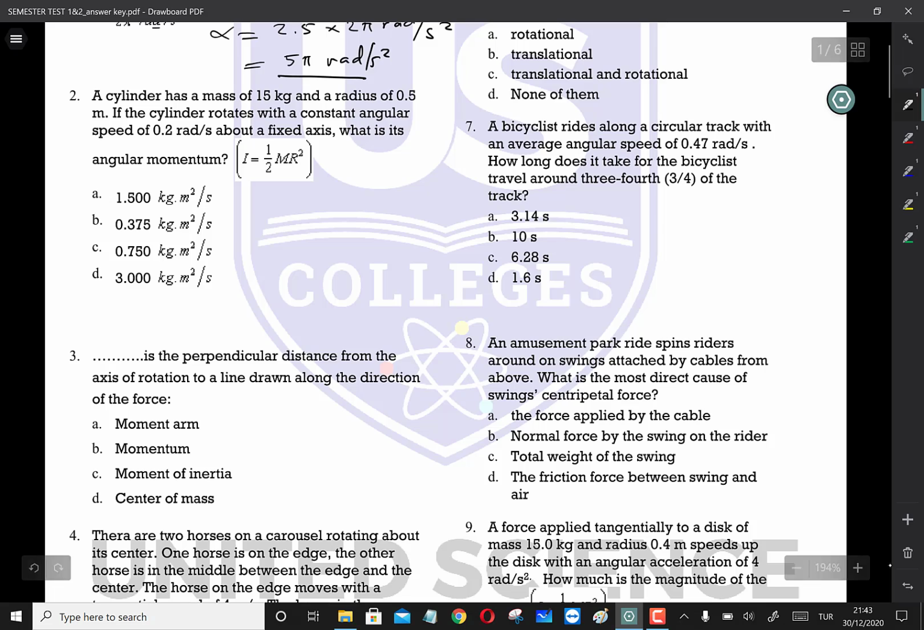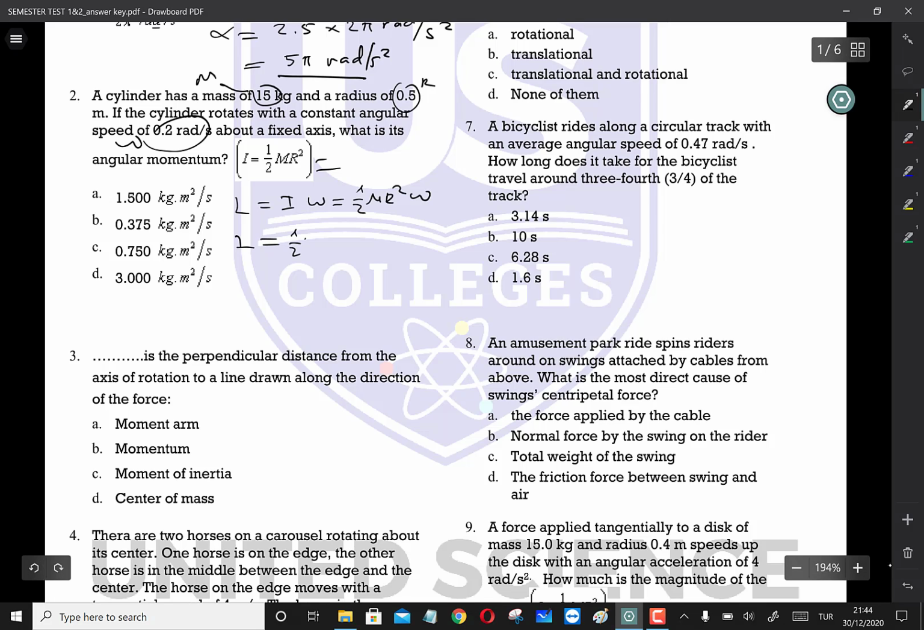A cylinder has a mass of 15 kilograms and a radius of 0.5 meters. If the cylinder rotates with a constant angular speed omega about a fixed axis, what is its angular momentum? So the moment of inertia is given for the cylinder. We know that angular momentum is calculated by I times omega. So I is given as 1 over 2 m r squared, multiplied by omega.